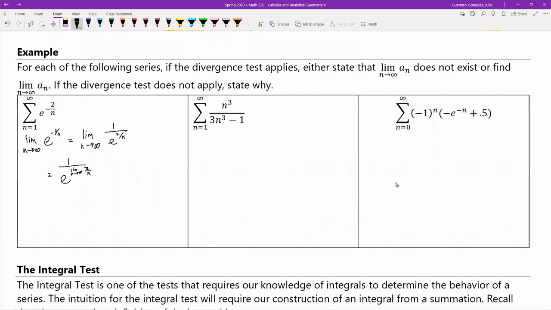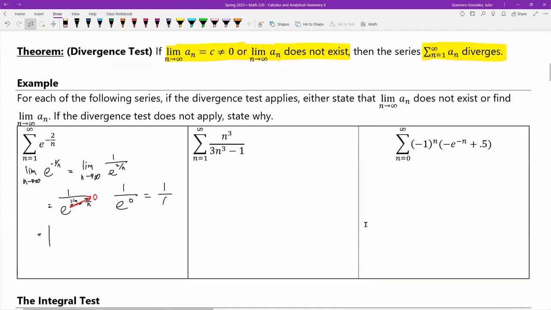Now, the same things that we were using in Calc 1 you can use here. If you take the limit as n goes to infinity of 2 divided by n, you can hopefully see that this goes to zero. So this is equivalent to 1 divided by e to the 0, and anything to the 0 power is 1, so this is 1 over 1, which is equal to 1. The divergence test said if it's equal to anything that's not 0, or does not exist, then the series diverges. So automatically we get that this diverges. No more thought needs to go into it. We are done. Next one.